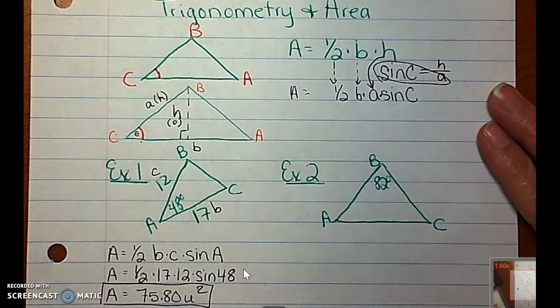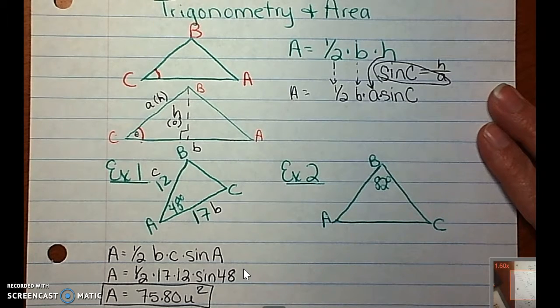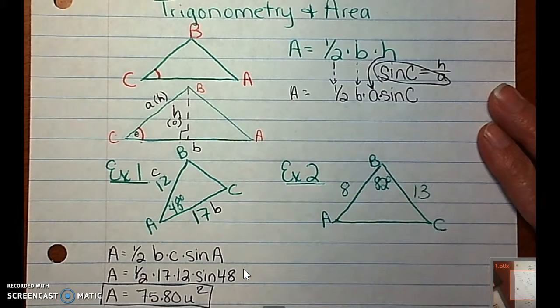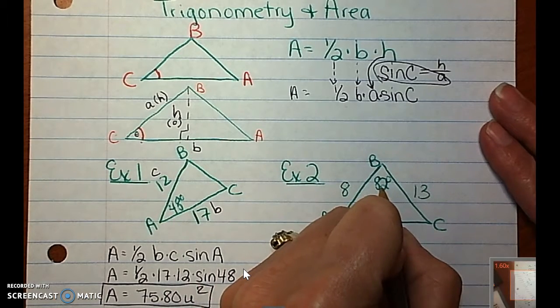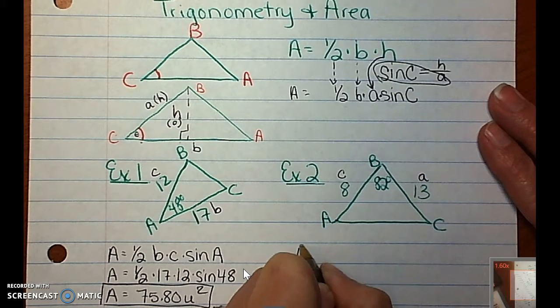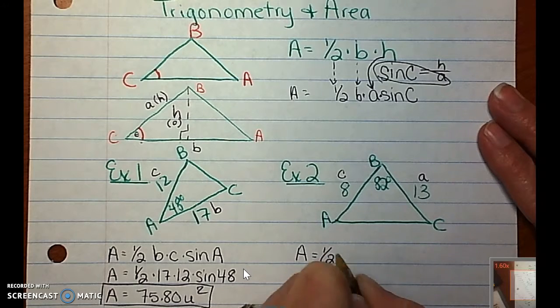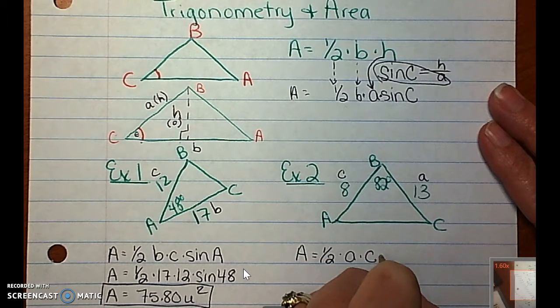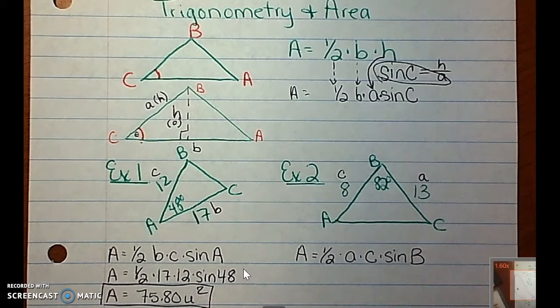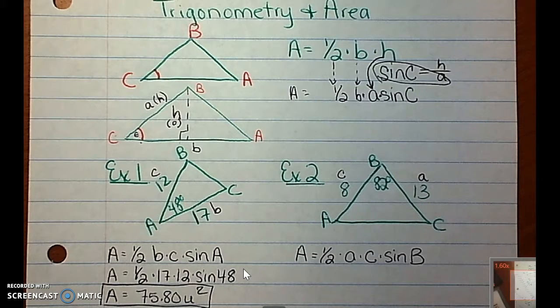When I look at example 2, I didn't write my side lengths on there. My side lengths are 8 and 13. So I have angle B this time, and I have side C and side A. So the area formula could be 1/2 times A times C times the sine of B. Okay, and these are just the 3 different forms of the same formula when the triangle's labeled differently.